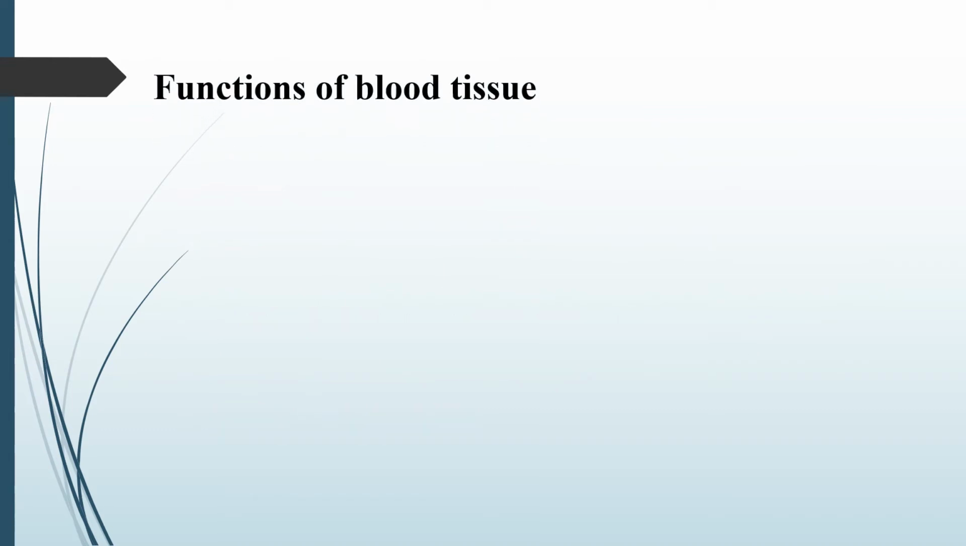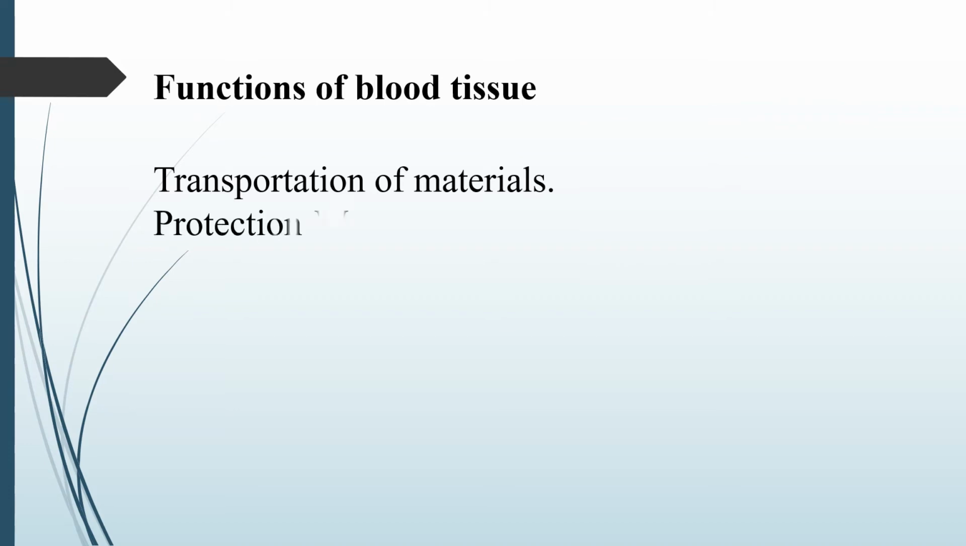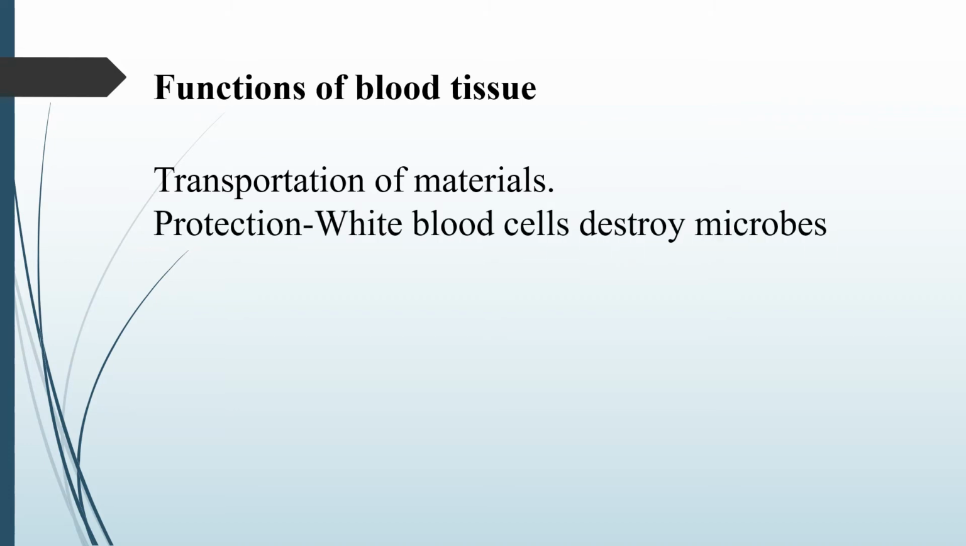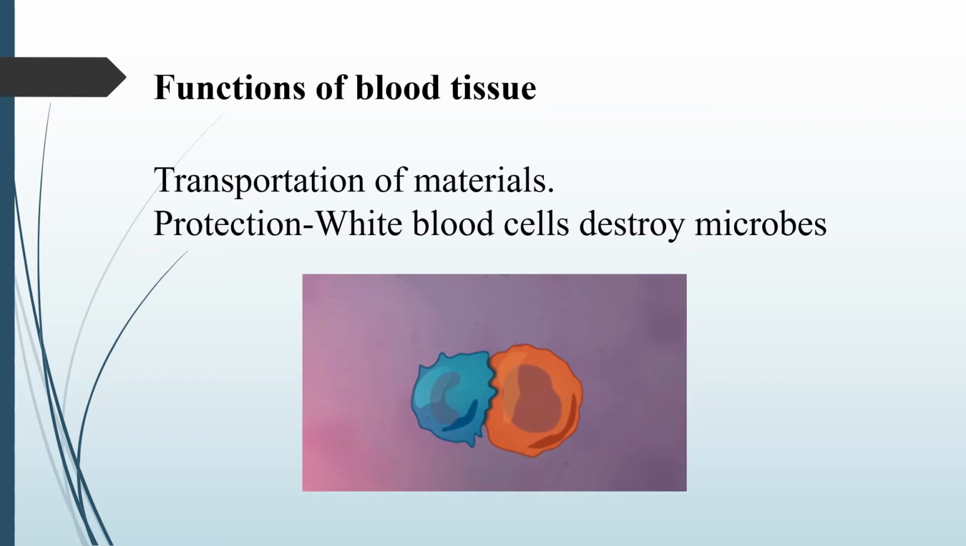Let's see the functions of the blood tissue. Transportation of materials. Respiratory gases, nutrients, excretory materials and hormones are transported to the relevant organs by the blood tissue. Protection. White blood cells destroy foreign bodies, that means microorganisms, by phagocytosis and by producing antibodies. In the phagocytosis process, the white blood cells are swallowing the pathogenic microorganisms.